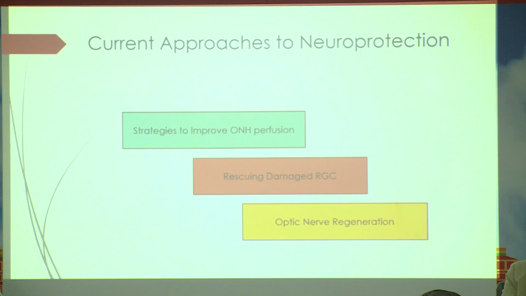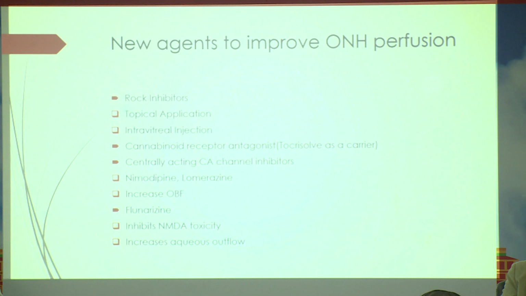So the current approaches to neuroprotection, as I said, have 3 prongs. One is trying to improve the optic nerve perfusion. Second is trying to rescue the damaged retinal ganglion cells. And third is trying to regenerate the optic nerve. Among the newer agents said to improve optic nerve perfusion are the ROCK inhibitors, which are claimed to have some efficacy. In the long run, we still need to see the results with ROCK inhibitors.